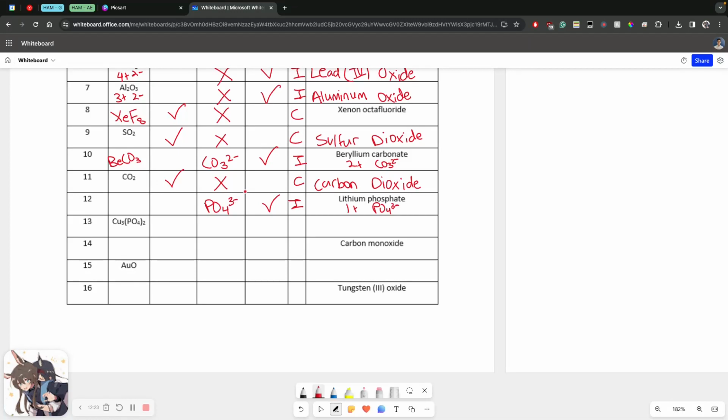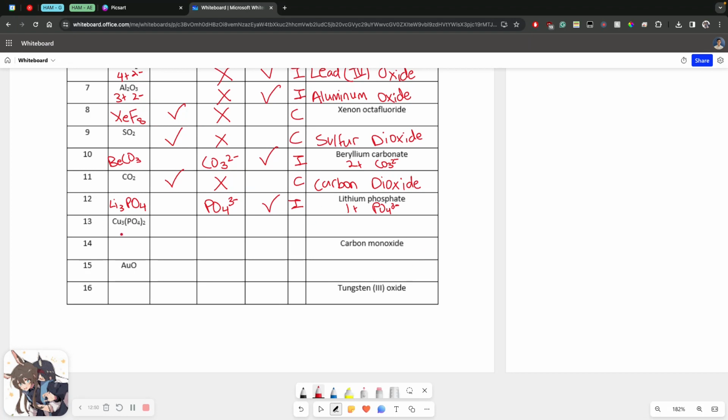3-. With this information, we know that we need 3 lithiums totaling a 3+ charge to cancel out that -3 on the phosphate. So our equation or formula here will be lithium Li3PO4. And make sure to watch that capitalization because oxygen is a separate atom.